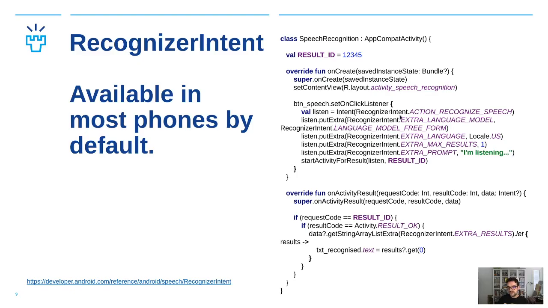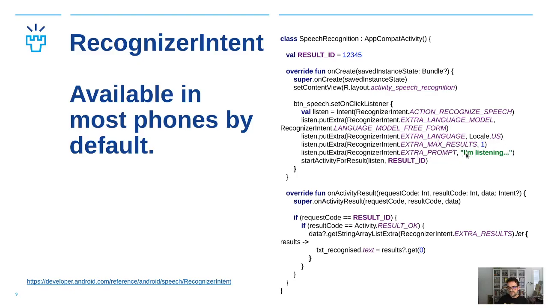You have two models. One of them is free form, so you can say whatever you want, and there's one that is for web searches, so you can specify like a URL. You can also specify the language in which the input is going to be. In my case I had US here, but you can change it to different ones. You can also specify how many results you want back. If you just want the most accurate one, you just put 1 in there, but you can actually put 2, 3, 10, and it will give you a list of potential matches with also the accuracies.